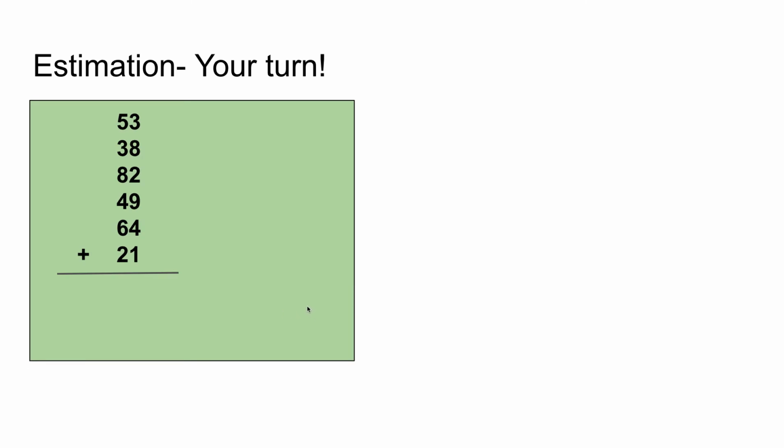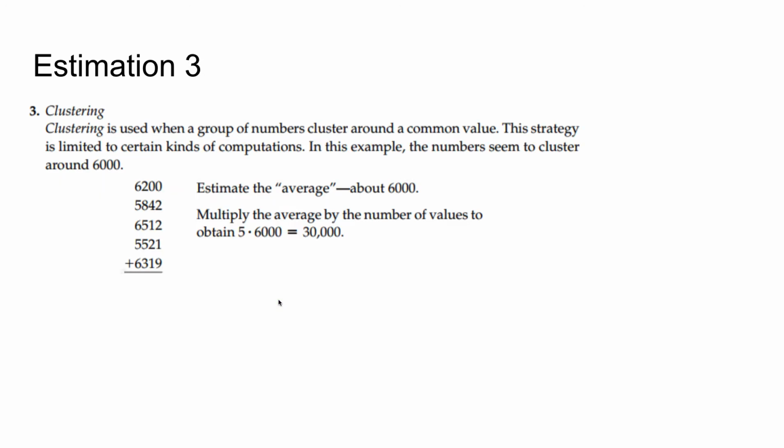Okay, so try this. Pause the video and estimate it really quickly. What would you say? I would say 82 and 21 can go together. So that's about 100. And 53 and 49 is another 100 about, right? And what else is left? These two are about 40, about 60, so about 100. So I would say it's about 300.